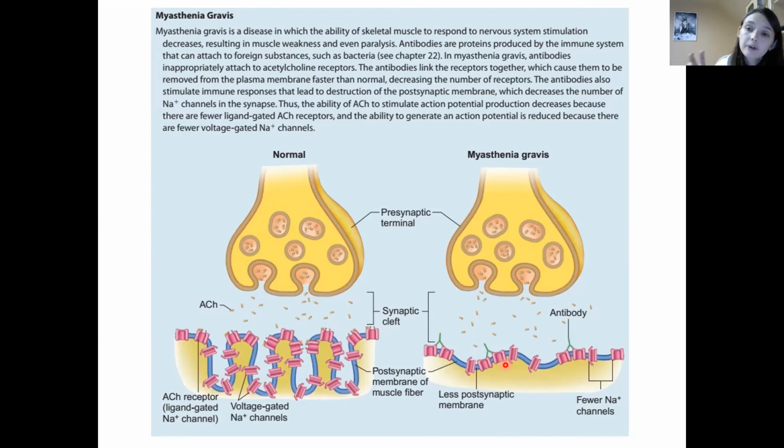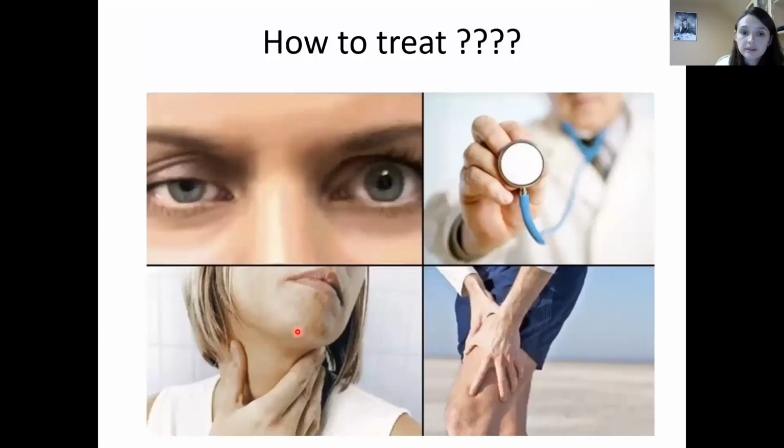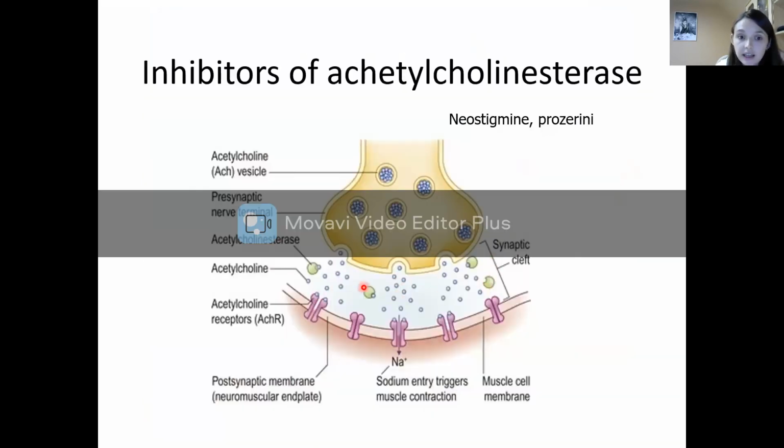To understand the pharmacological stage in this situation, we need to return back to inactivation of the neurotransmitter. If you remember, we discussed that acetylcholine is the neurotransmitter which is inactivated by the enzyme acetylcholinesterase. So how can we treat myasthenia gravis? As we discussed, acetylcholinesterase is the enzyme which is going to destroy acetylcholine.